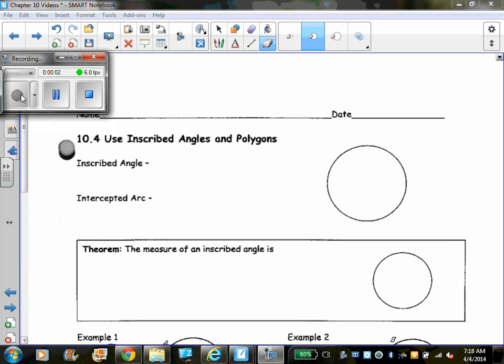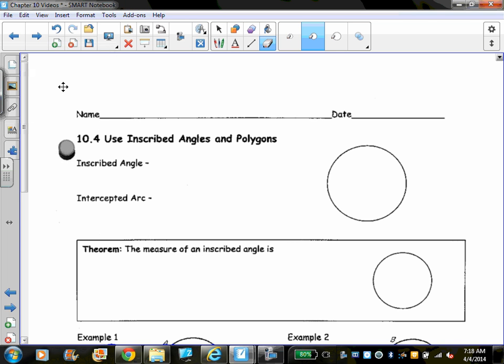Alright everybody, time for the 10.4 section. This one's going to be about objects known as inscribed angles, and we're going to include a little bit about polygons in this as well. But before we can really start with this, we need to know what inscribed angles are in the first place.